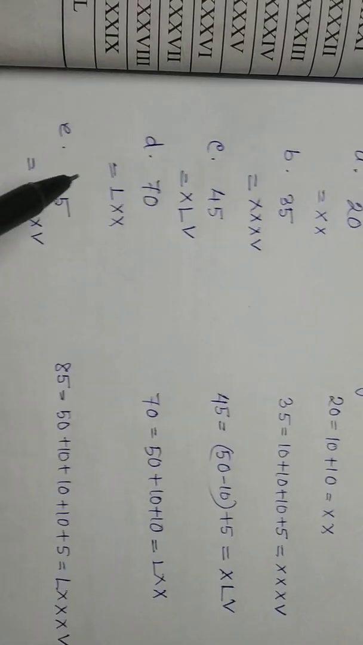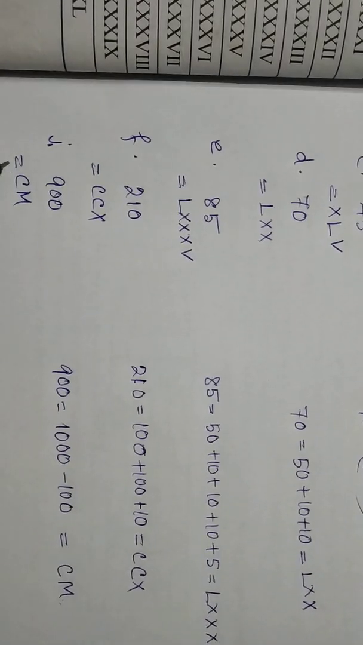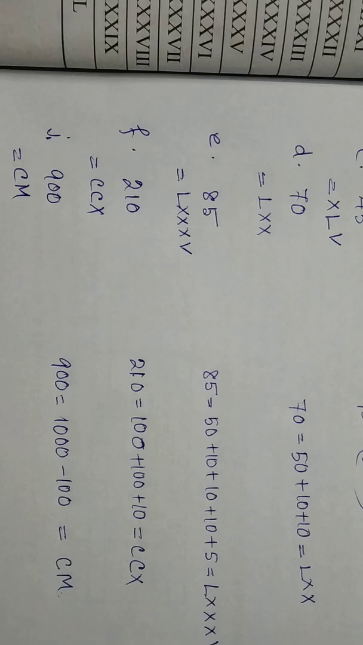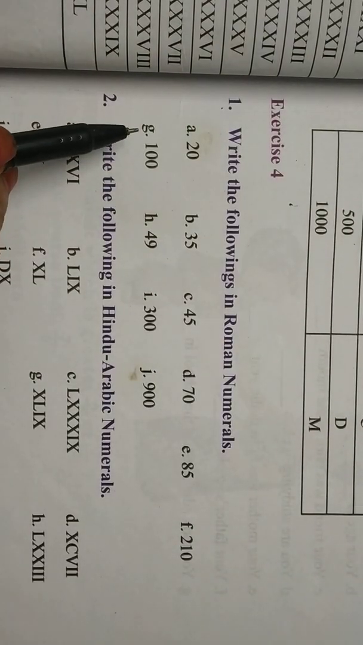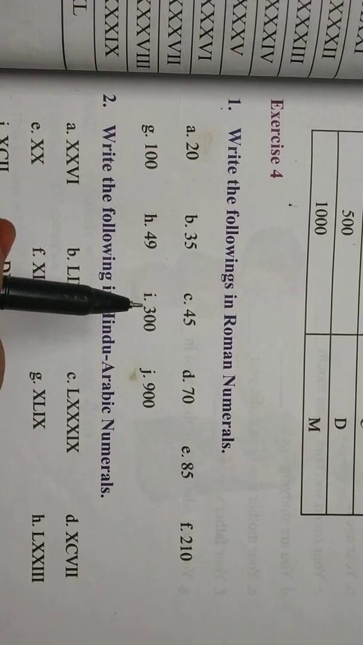That means we have done A, B, C, D, E, F and J. I hope all of you understand this, and you have to do G, H and I as homework.